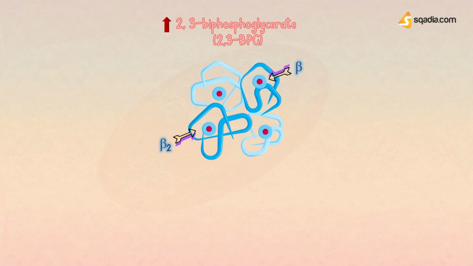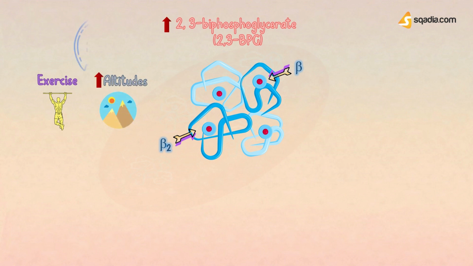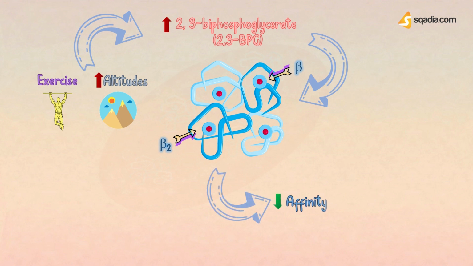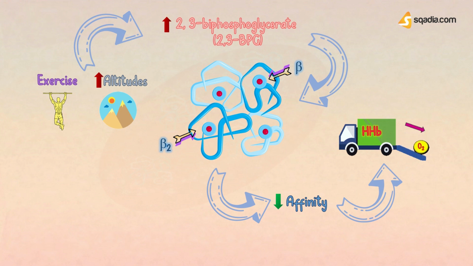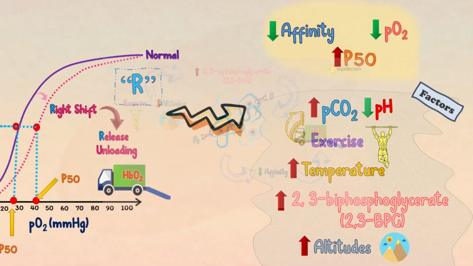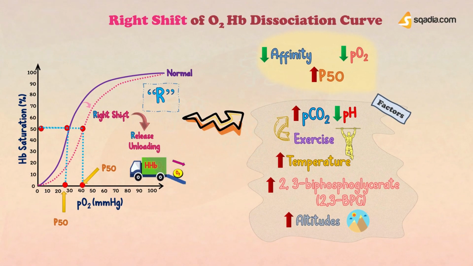What happens in conditions like muscular exercise and in high altitude is that the DPG increases in red blood cells. This will cause it to bind with beta chains of deoxyhemoglobin, decreasing its affinity for oxygen, causing unloading of oxygen. As a result, the oxygen hemoglobin dissociation curve shifts to the right to a great extent. Well, those were the factors that will cause a right shift of the curve.